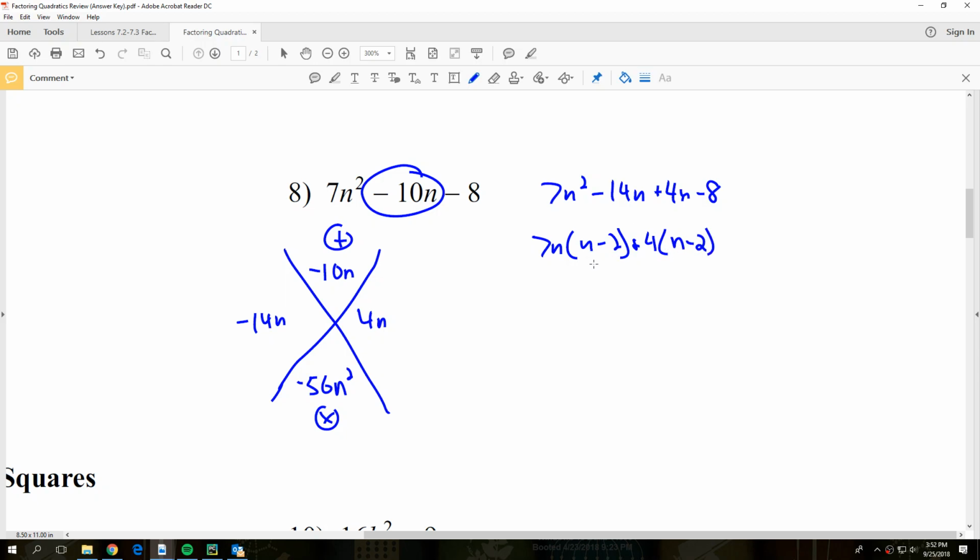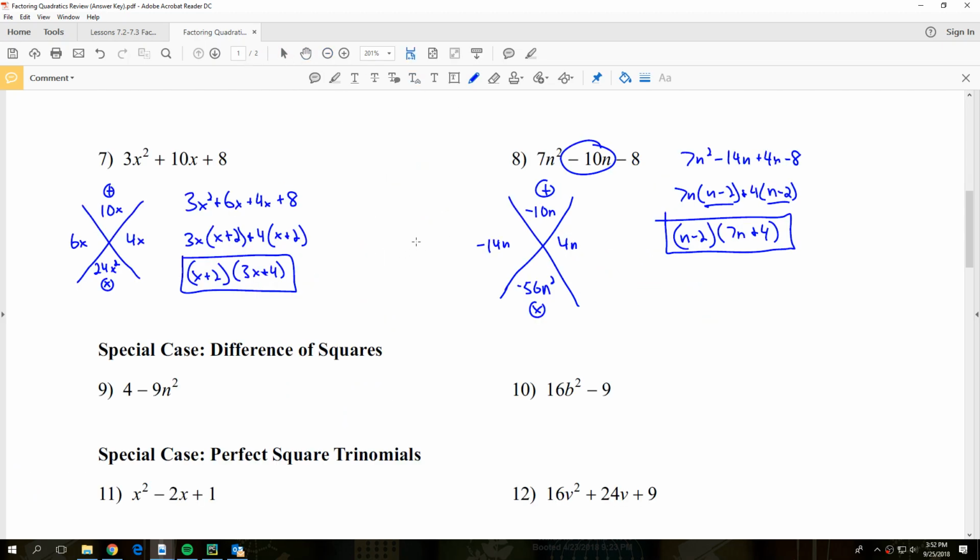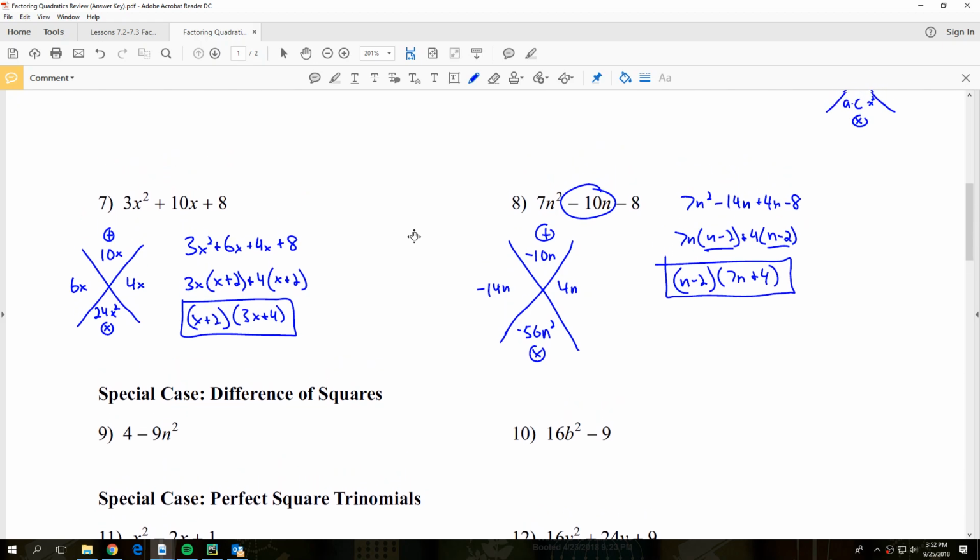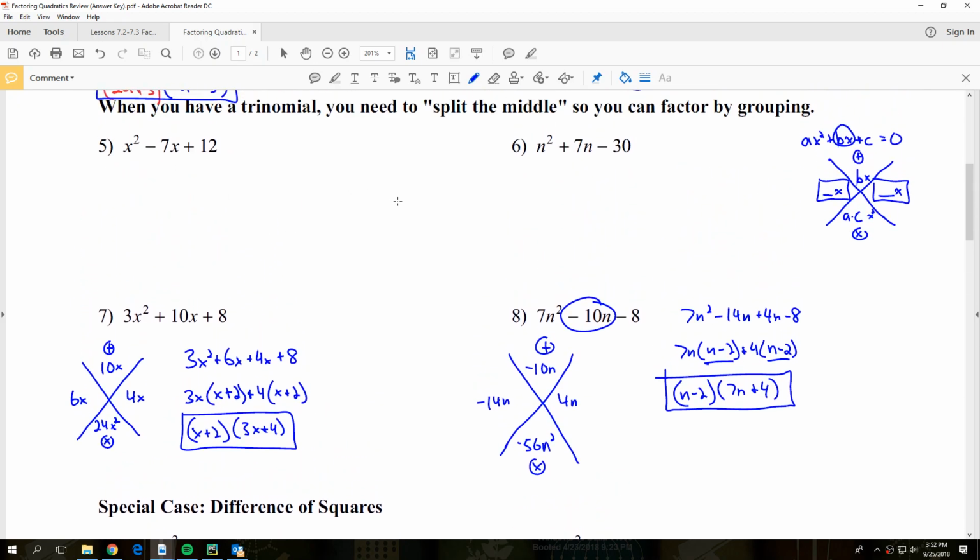And I'm going to pull out these n minus 2's. So that's my greatest common factor. I'm left with 7n plus 4. So the factors are n minus 2 and 7n plus 4. Okay, so with that being said, that's 7 and 8. Let's go back up, and I want to show you 5 and 6, and I want to show you a shortcut. But in order to show you the shortcut, I'm going to show you the whole thing first.